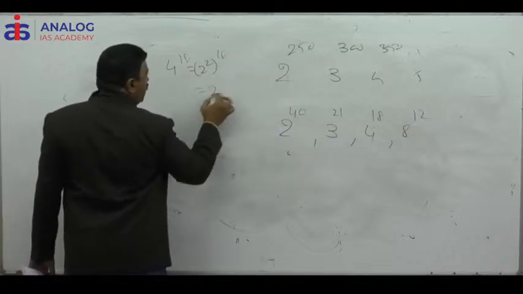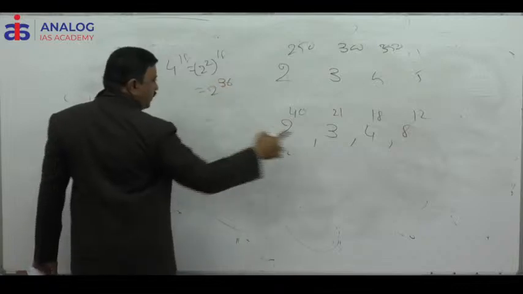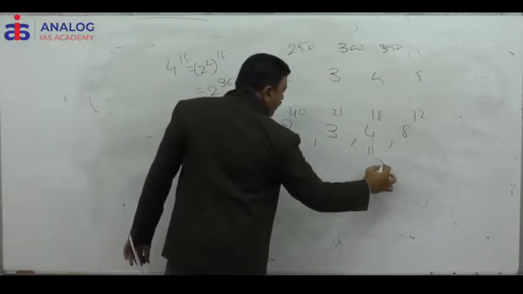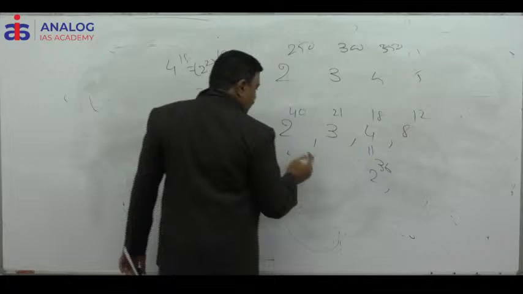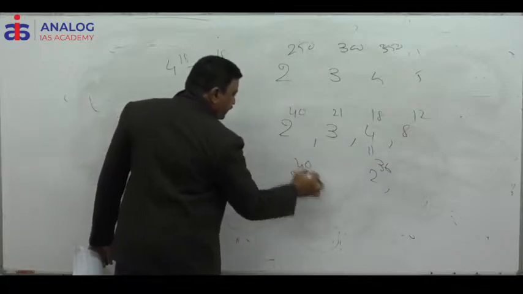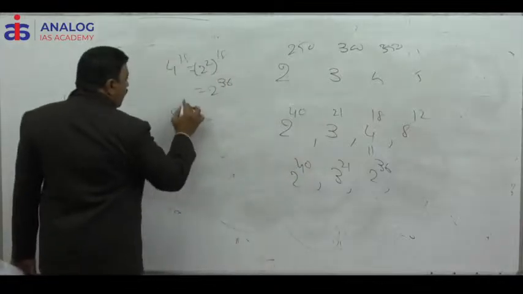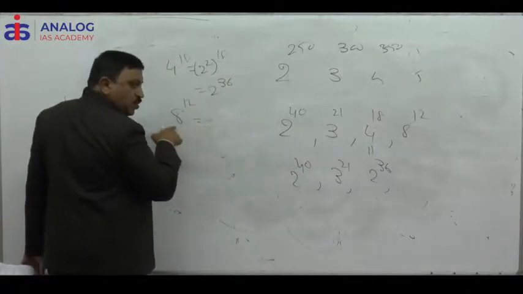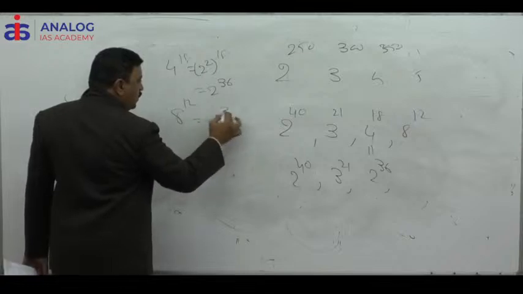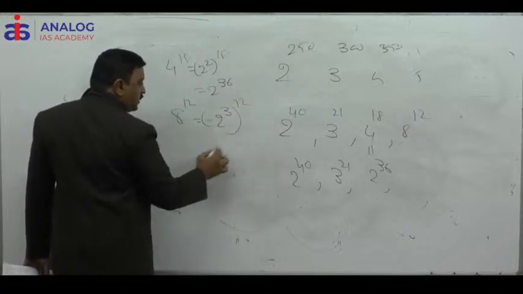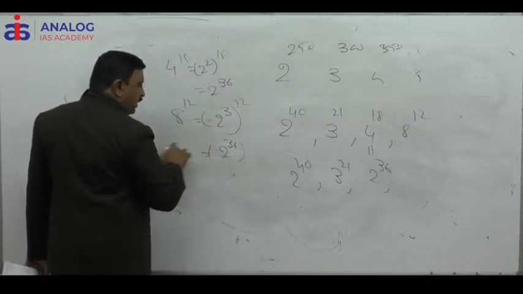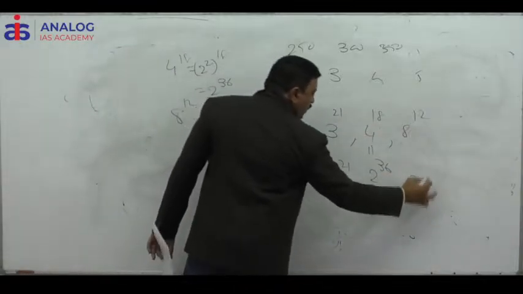So how much is it? 18 times 2 is 36. So instead of this one, I can write 2 power 36. And this is 2 power 40 as it is. Let us say this is 3 power 21. That one, 8 power 12, is 2 cube whole to the power of 12, so how much is it? 2 power 36. Okay, 8 to the power of 12 is also 2 power 36.